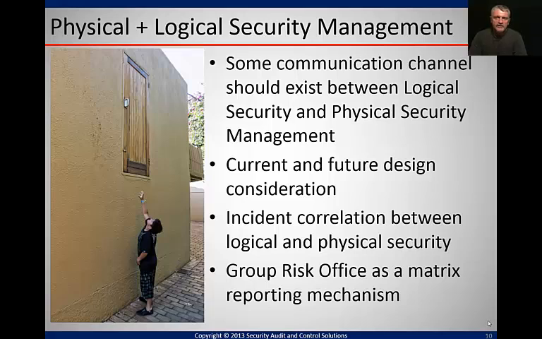Also, it would be nice to actually have logical security, physical security, business risk, and group risk reporting into a central matrix reporting mechanism known as the Group Risk Office.